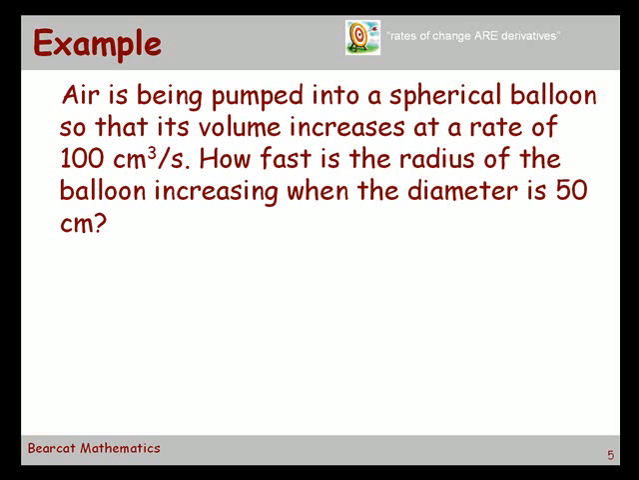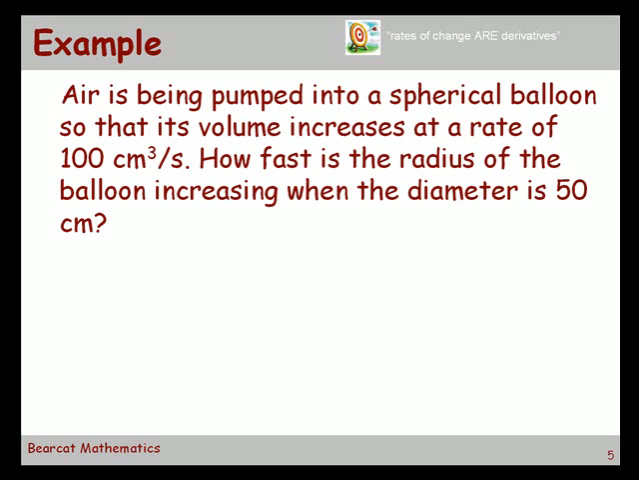So what kind of things are we looking at here? We've got a rate of what? Rate of change of what? The volume of what? Okay, so we've got a rate of change of the volume of the balloon. Is that known or unknown? That's known. Okay.